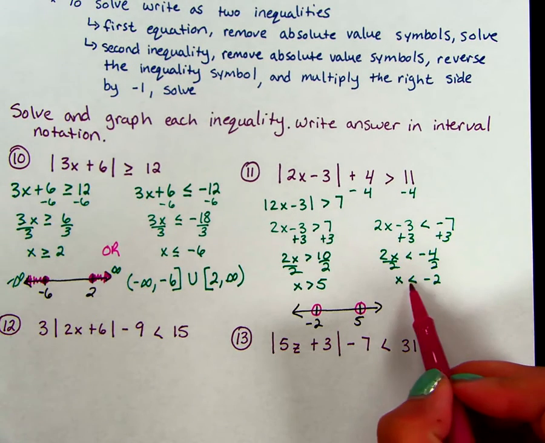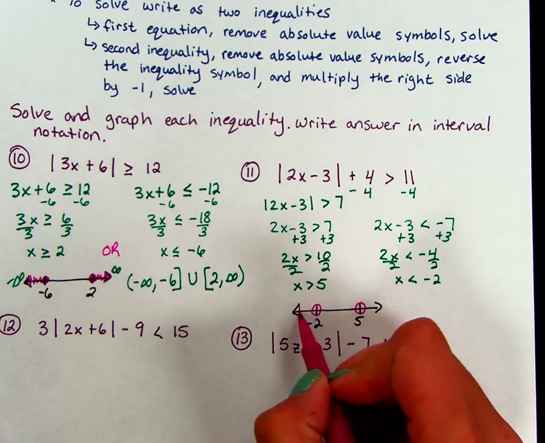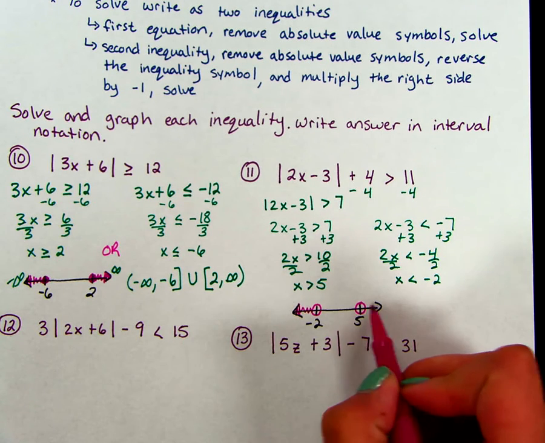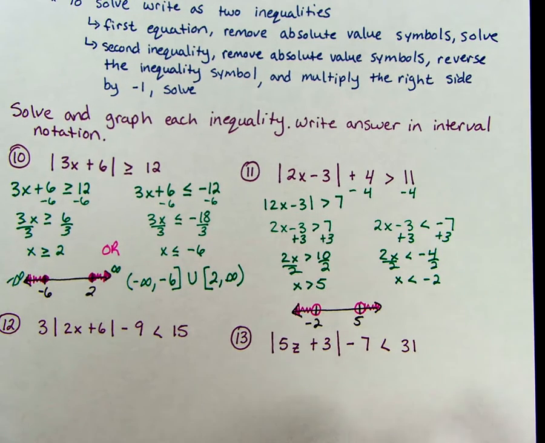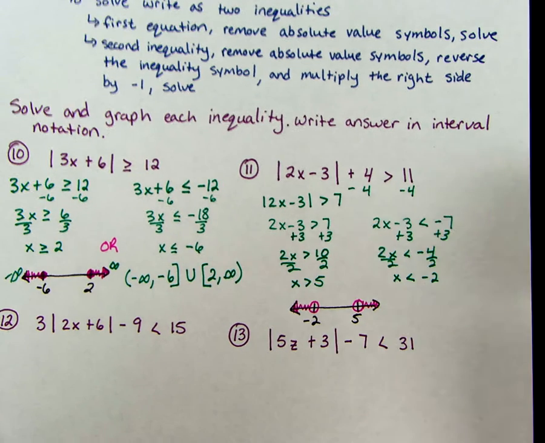All right, here this is telling me to go to the left of -2, so that's this way. And then to the right of 5, so that's this way. So again, we have 2 pieces. So that means for interval notation, we're also going to have 2 pieces.